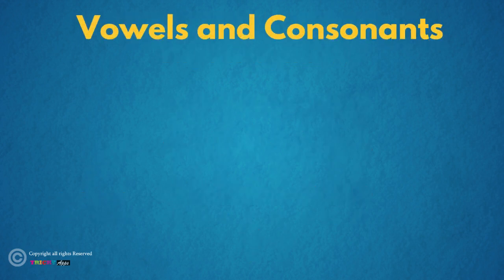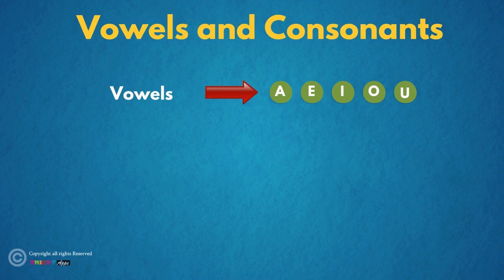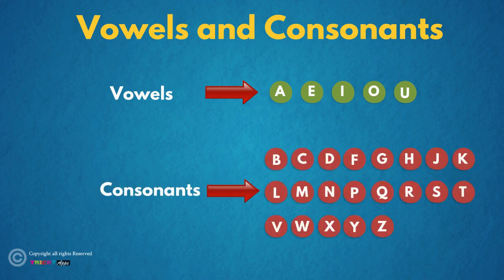Vowels and consonants. Here, A, E, I, O and U are called vowels. The alphabets other than vowels are called consonants. Example, B, C, D, F, G and so on.